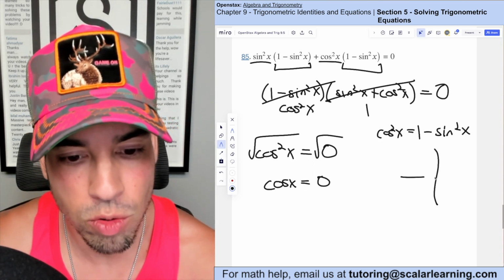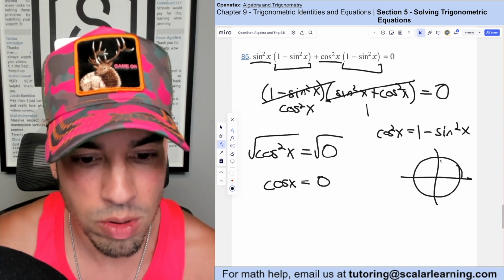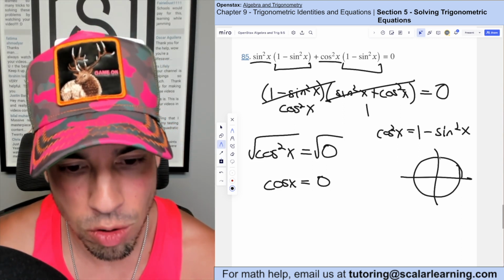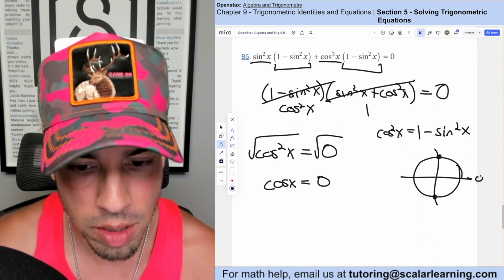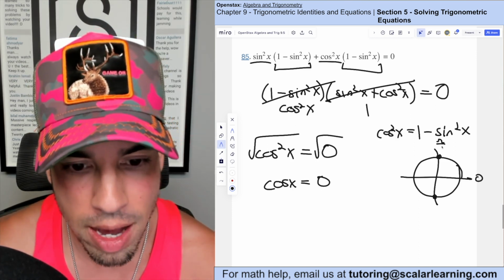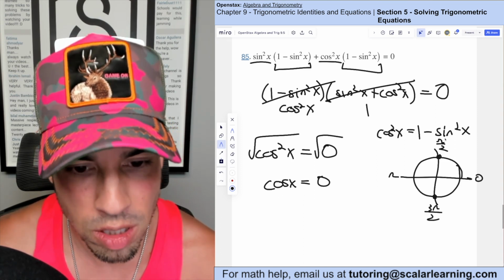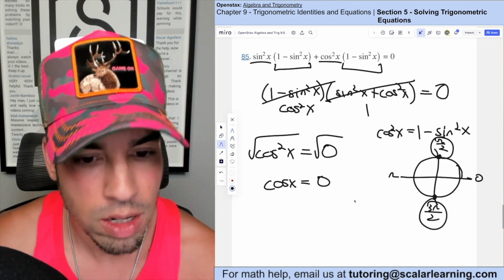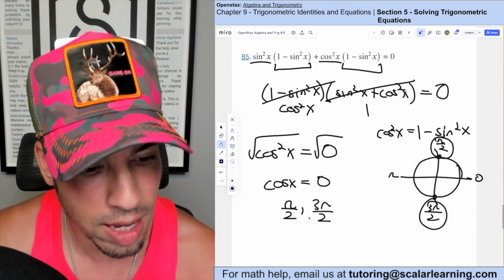So if we think about our unit circle, cosine corresponds to the x values. So when do the x values on the unit circle equal 0? Here and here on the y-axis. And what are these angle measures? Here we have 0, here we have pi halves, here we have pi, and here we have 3 pi over 2. So it's going to be at this point and this point, which means my two solutions are pi halves and 3 pi halves. That's how you do it.